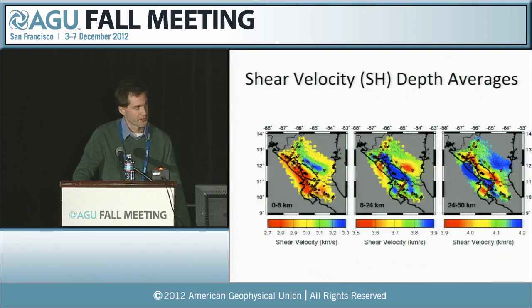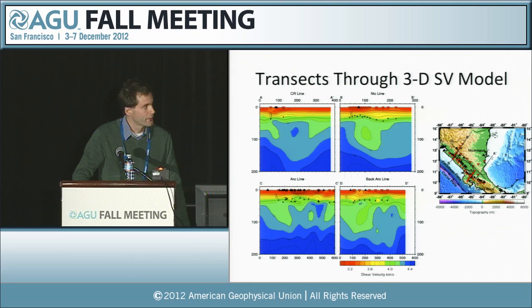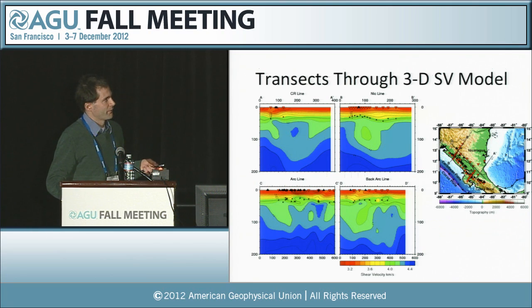We have a similar picture for the crust from Love waves, although the low velocities beneath Costa Rica are much weaker, which may indicate that there's a stronger radial anisotropy in that region. We can look at this in a transect view, and we see, again, the low velocity anomaly beneath Nicaragua, which is this B to B prime transect, which goes down to about 3.9 kilometers per second relative to just about 4 kilometers per second beneath Costa Rica.